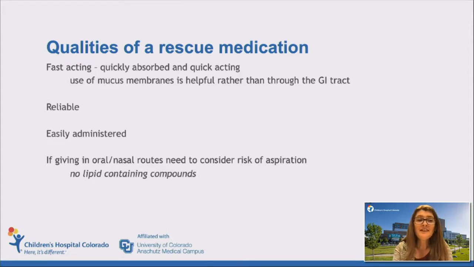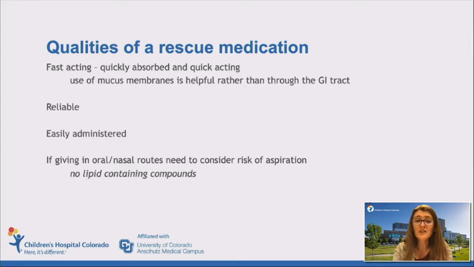We also want to make sure that it's easily administered. So we want it to be something where you don't have to place an IV at home and then draw up the medication, because those may not be resources that you have at home, or skill sets that most people have at home. If we're giving it by the oral or nasal routes, it's also important for us to consider the risk of aspiration. We know that some of our medications can be aspirated and not really cause significant issues. In fact, if somebody had a breathing tube in, a medication like midazolam, we can actually squirt into the breathing tube and have it absorbed in the lungs. We know that it's safe to do that. So we always need to consider that.